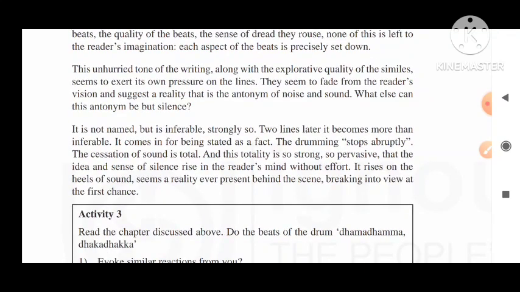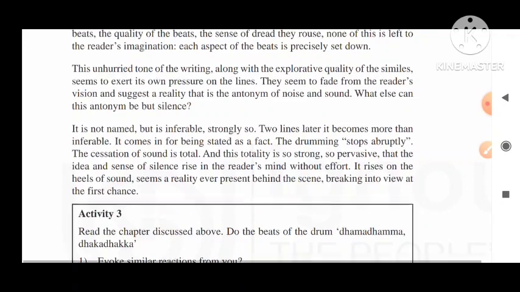The unhurried tone of the writing, along with the explorative quality of the similes, seems to exert its own pressure on the lines. They seem to fade from the reader's vision and suggest a reality that is the antonym of the noise and sound. What else can the antonym be but silence? It is not named, but it is inferable, strongly so. Two lines later, it becomes more than inferable. It comes in for being stated as a fact.